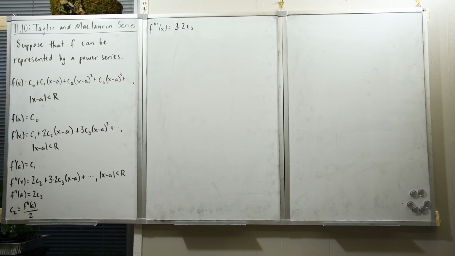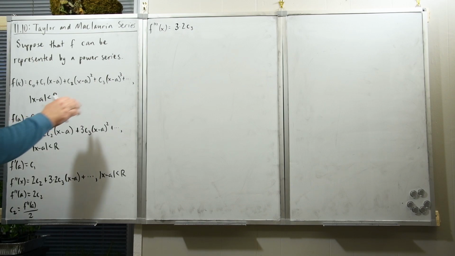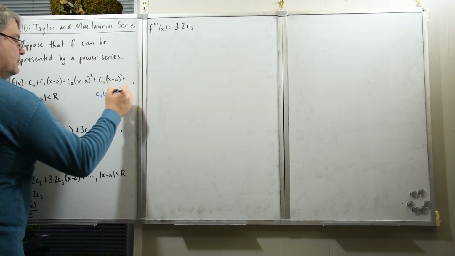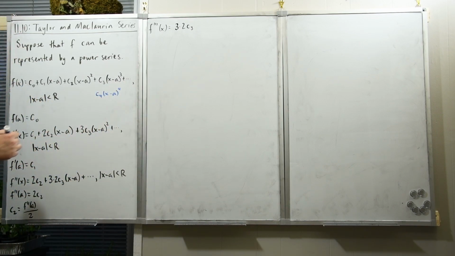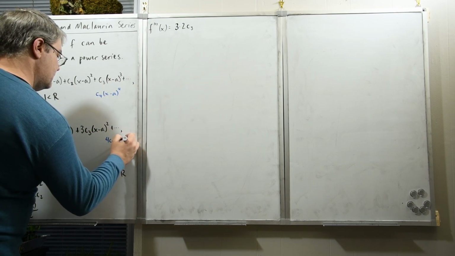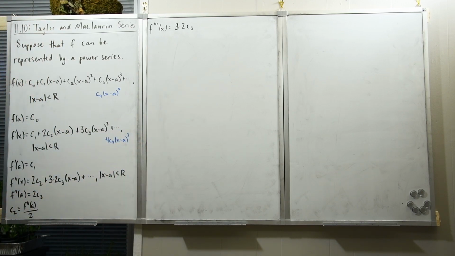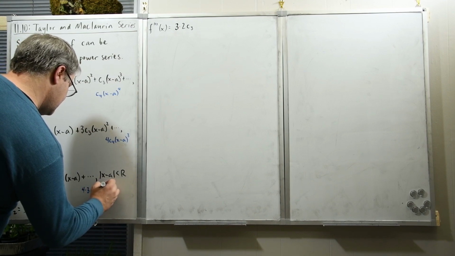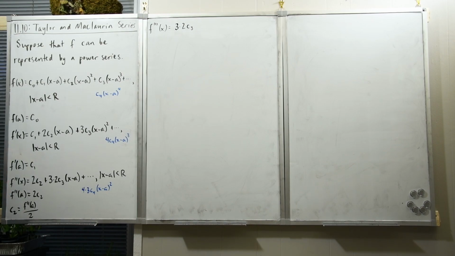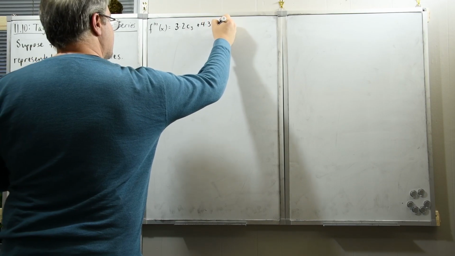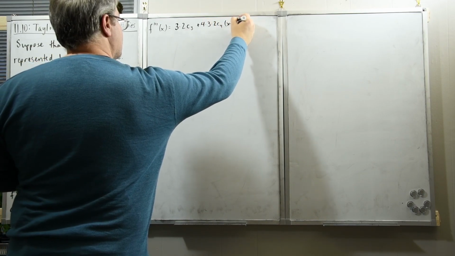And if you think about what the next term would be, well, let's keep in mind that the next term up here with our f of x would have been c4 times x minus a raised to the 4th. And that would have differentiated to a 4c4 times x minus a raised to the 3rd. And then that would have differentiated to a 4 times 3 times c4 times x minus a squared. And then that would have differentiated to 4 times 3 times 2 times c4 times x minus a.